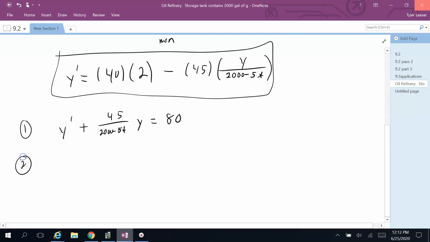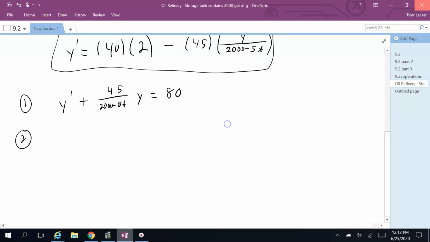Okay. All right, now that we have it in standard form, next thing we want to do is find our integrating factor. So our integrating factor, v of t, remember there's the formula for that, e to the integral of p, which is 45 over 2,000 minus 5t dt.